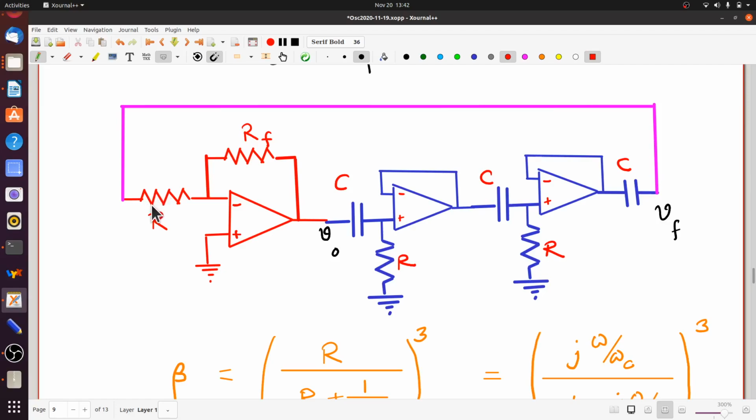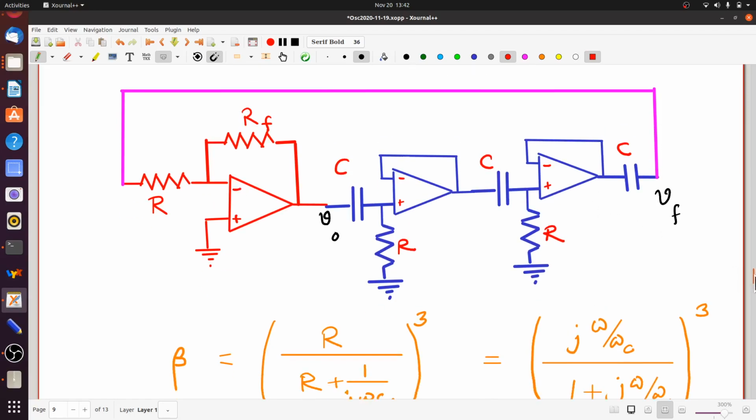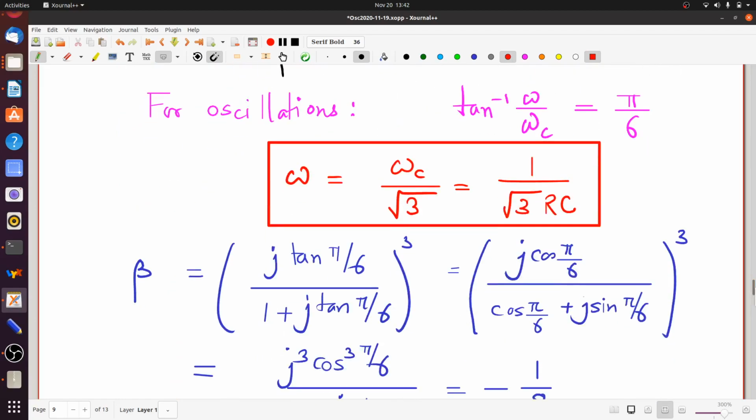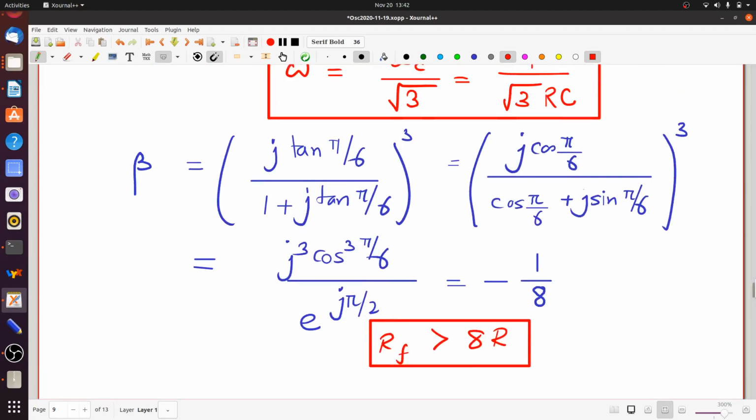So this R, remember, is working both as the input impedance to this amplifier, and also the R in the CR, simply because of the virtual ground here. So you can actually cut down on a circuit component that way. And once you've done that, you have beta was minus 1/8, gain A was minus RF by R.